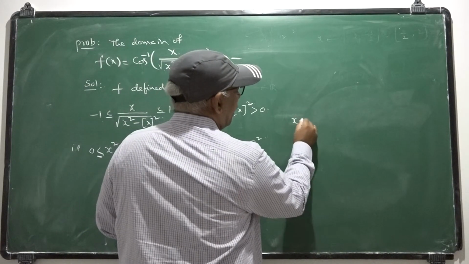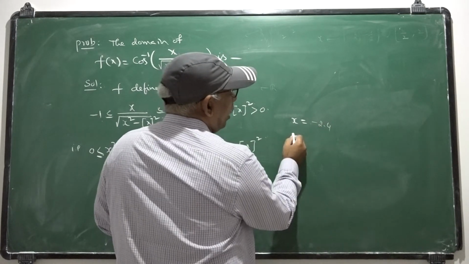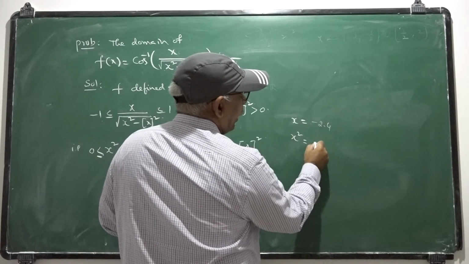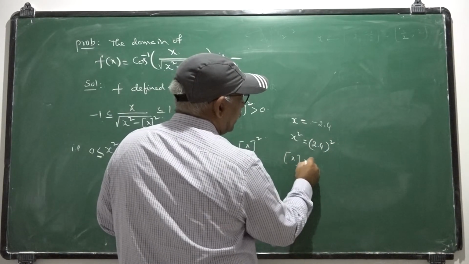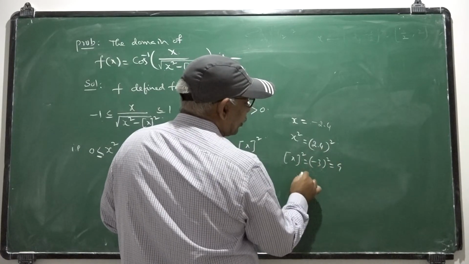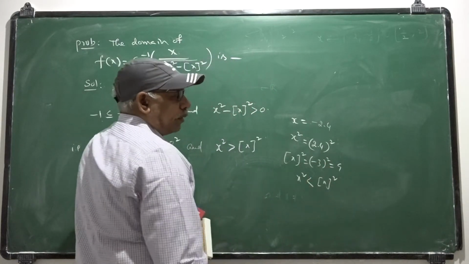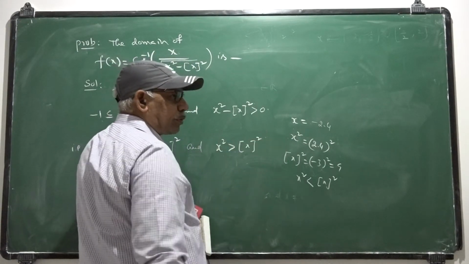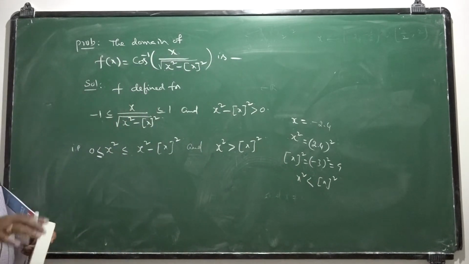Moreover, suppose I take x as minus 2.4. Taking x square, minus 2.4 whole square. Step x in such case is minus 3. The square of this one is 9. Clearly x square is less than step x whole square. So x square is greater than step x whole square is possible whenever x is positive real and not an integer.